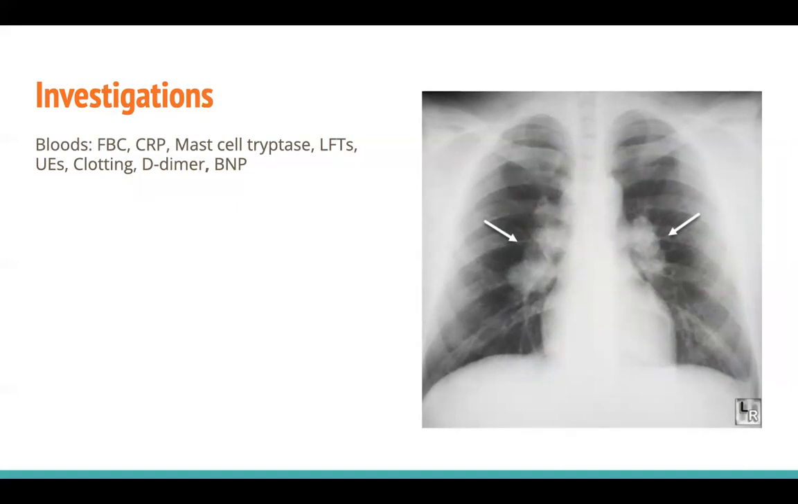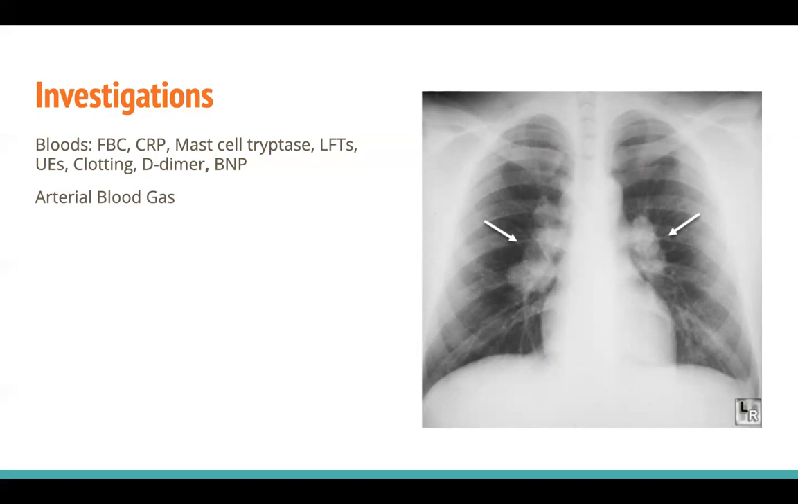And then clotting, D-dimer in particular, might be of use in a patient who you think might be having a PE. Now, BNP can be useful, although not in the acute setting, for patients who you think might be suffering from heart failure. It might be appropriate if the patient's desaturating to check for an arterial blood gas.